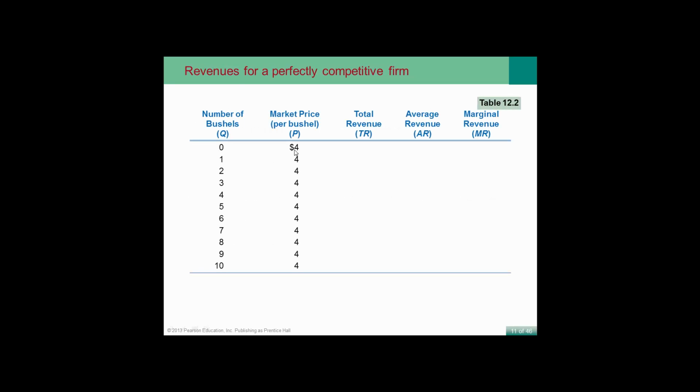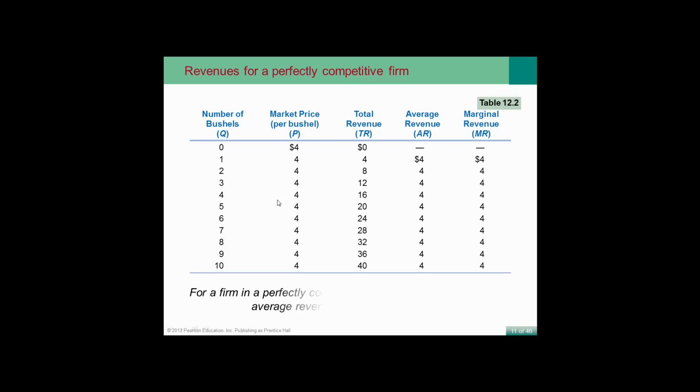So whether we sell 0 or 1 or 10 bushels, the market price is $4. Total revenue is the number of bushels times 4. Average revenue is always 4, and marginal revenue, for each additional bushel, is 4.